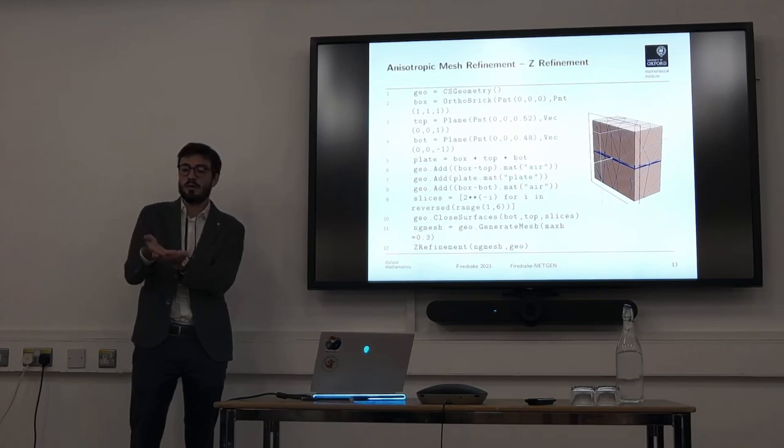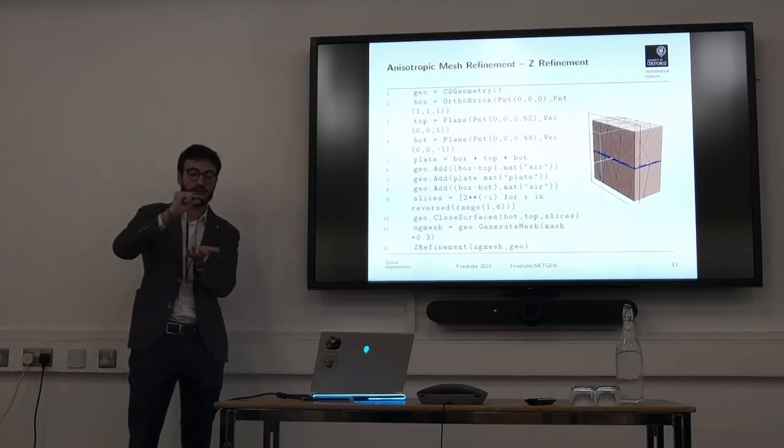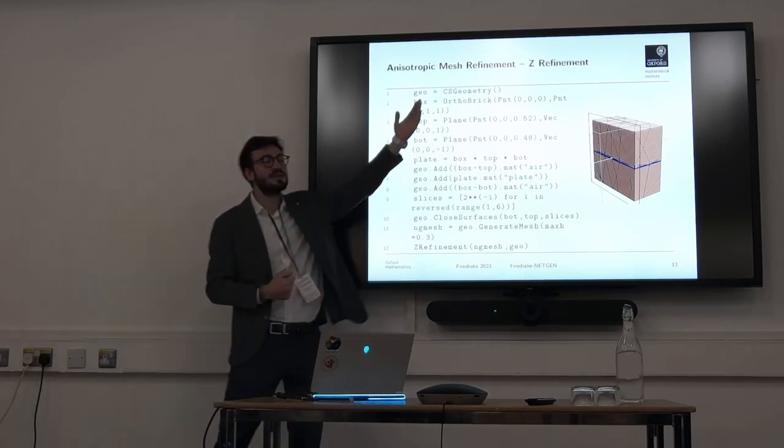Now, let's assume I have air, a metal plate in between, and I have a source of heat below. I want to see how the heat evolves in the full problem. My heat is going to be conducted much quicker in my plate, hence I need a much finer mesh in my plate. How do I construct this mesh? Well, I do a Z refinement.